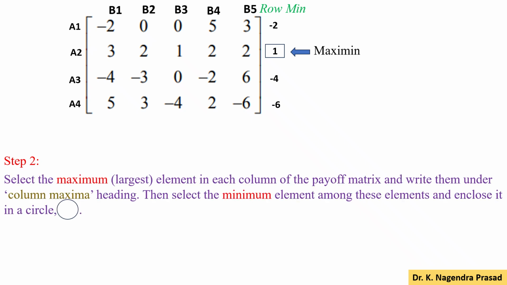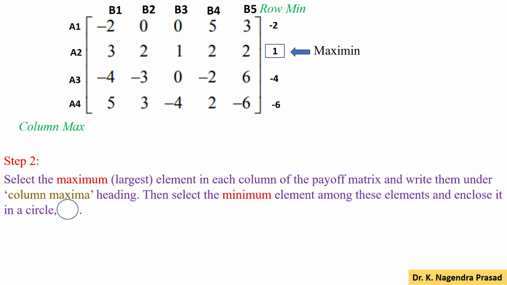Step 2 is to select the maximum element in each column of the payoff matrix and write them under the column maxima heading. Then select the minimum element among these elements and enclose it in a circle. So first write down the column max heading. Then we have to select the maximum value from each column.